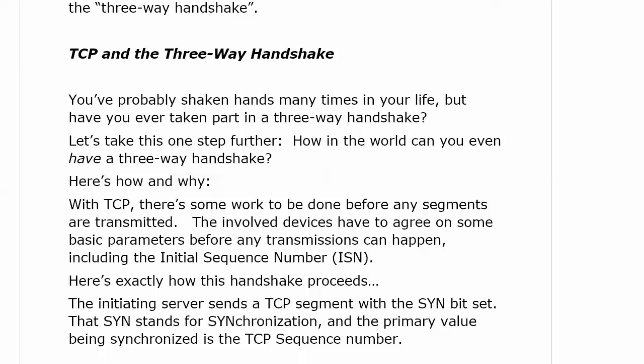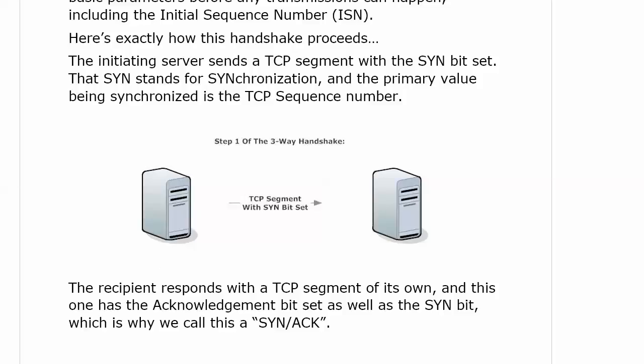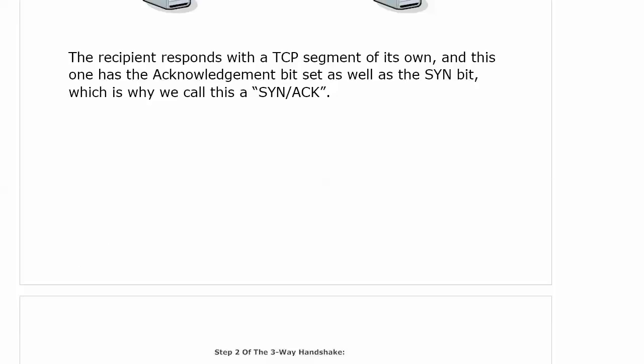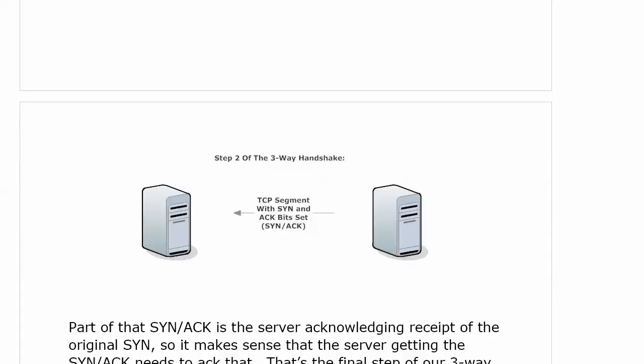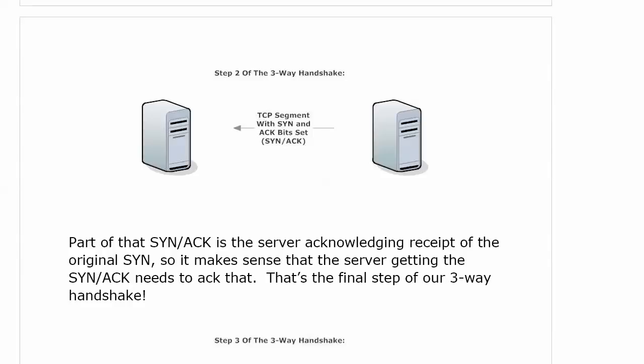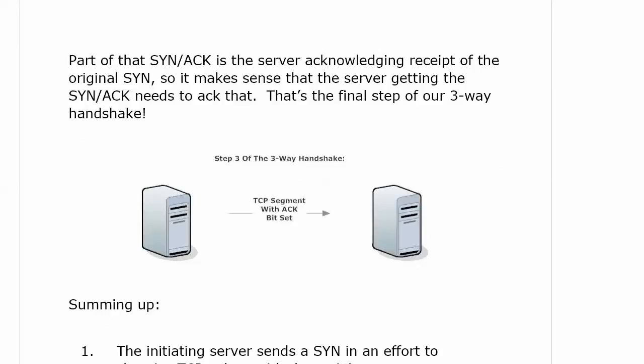And here's how the handshake proceeds. The initiating server is going to send a TCP segment with the SYN bit set, that's SYN, and that SYN is short for synchronization. And the primary value being synchronized is the TCP sequence number. Now the recipient is going to respond with a TCP segment of its own, and this one has the ACK bit set as well as the SYN bit, which is why we call this a SYN ACK. Now part of that SYN ACK is the server acknowledging receipt of the original SYN, so it makes sense that the server getting the SYN ACK needs to acknowledge, hey, I got your original synchronization segment. And that's the final step of our three-way handshake, is that the original sender is going to say, okay, I got your SYN ACK. So there's a lot of acknowledging going on there.